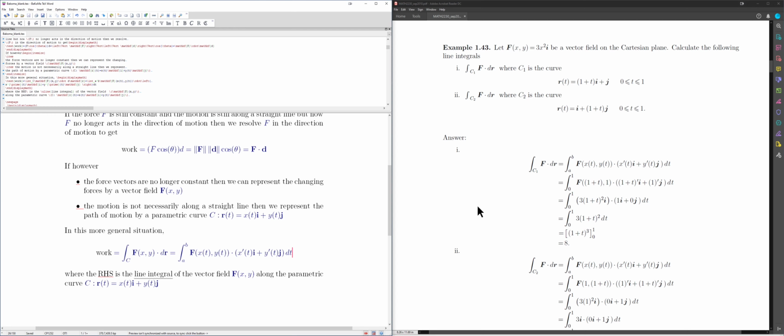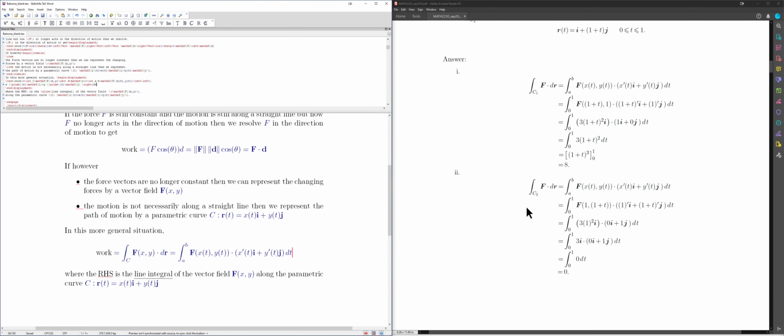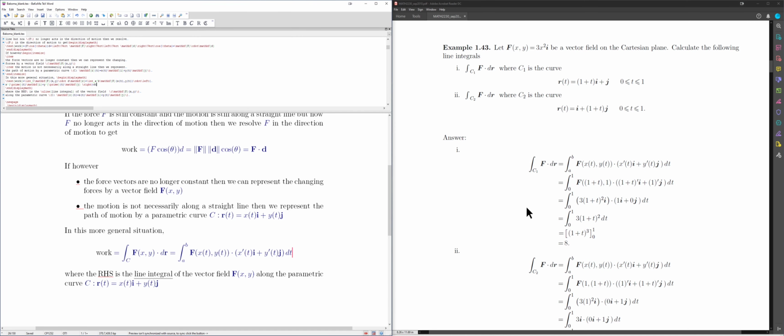Okay, so let's take a look at the second example of calculating a line integral. It's going to be the same vector field as before, but now the parametric curve is different. If you want a diagram, the first parametric curve was C1, the horizontal one, and the one we're looking at now is this vertical line segment, C2. Anyway, we want to calculate it, and the method of calculation is very similar to before.